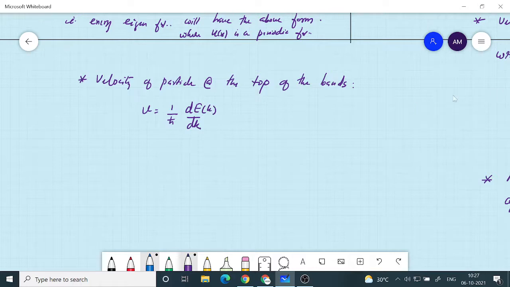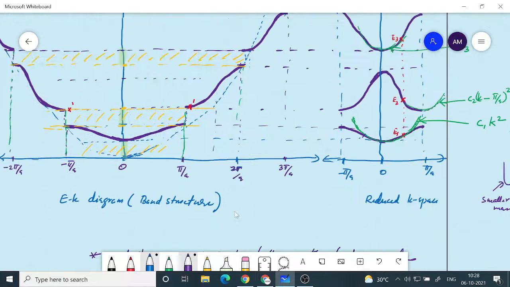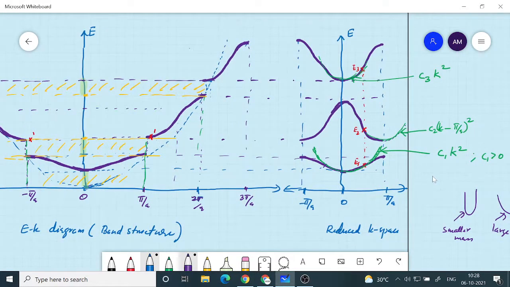For the top of the band, let's go to this diagram again. Now I need to draw it for the top of the band. So here is the top of the band. I can draw it like a parabola or some curve. It matches for some region at the top, but then it will vary.